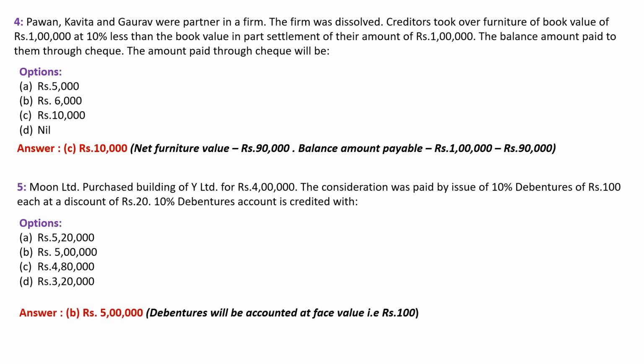Now, what is the answer here? It will be 5 lakh. Debenture should be accounted at the face value of 100. And the discount should be shown in a separate GL and the net payment goes to Y Limited.